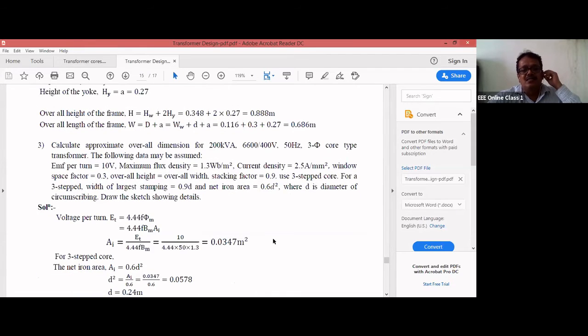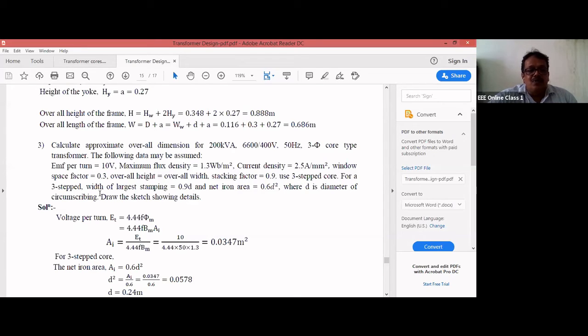Just go for the third problem. Let us see. Calculate the approximate overall dimensions of a 200 kVA, 6600 volt, 400 volt, 50 hertz, 3-phase, core-type transformer. The following data may be assumed. So once again, you have all the data here: EMF per turn, flux density, current density, and what is the condition given here? Overall height is equal to overall width. Overall height of the window is equal to overall width of the window. Stacking factor is given. Use 3-stepped core.